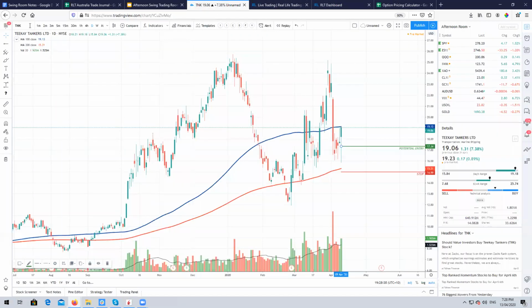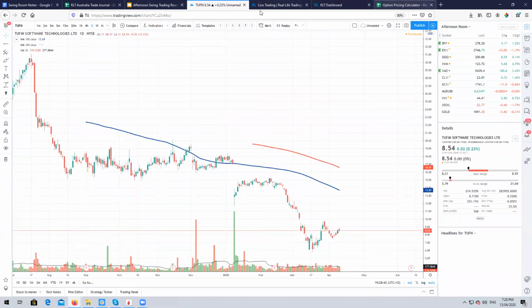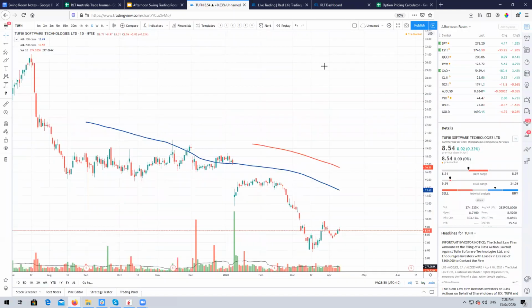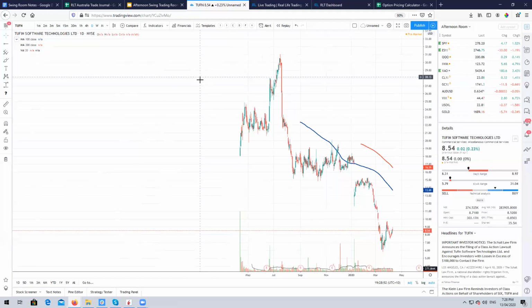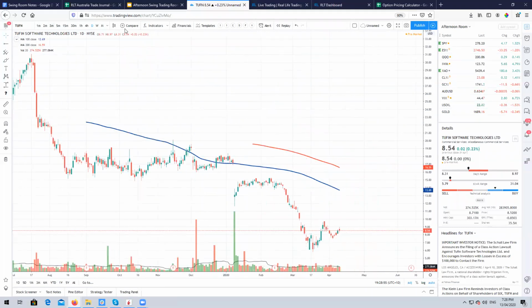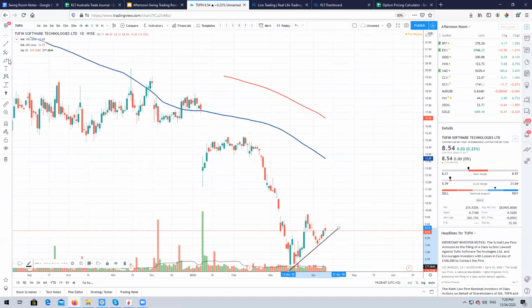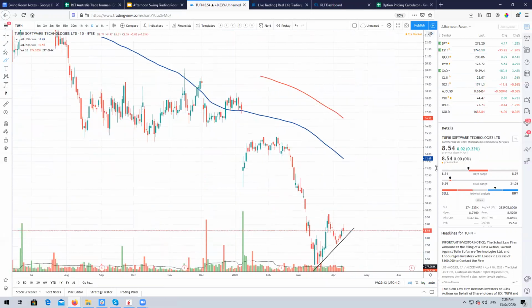TUFN. TUFN. AMD, Netflix. Awesome. So TUFN. This one's looking quite interesting because we've created a higher low and we're fairly flat on the day. We haven't got that much increasing volume at this point, except for this particular day here. So that green candle there does look surprisingly good.